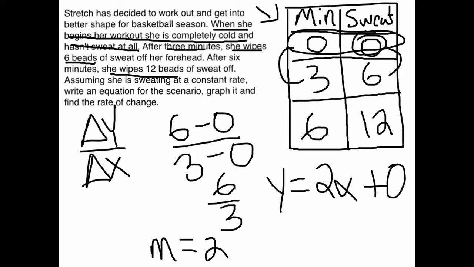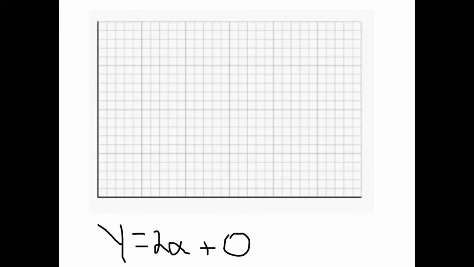Let's go ahead and graph our equation. Okay, guys, if our equation is y equals 2x plus 0, y represents the total amount that she has sweat. So I'm just going to label my y-axis with sweat.